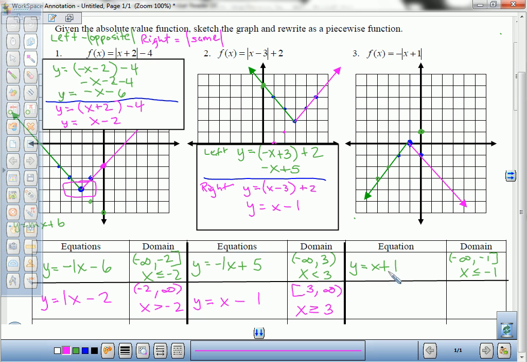Okay, and the right side. The right side is down 1 over 1, down 1 over 1. So the right side has a negative x, and it crosses at negative 1. And that starts at negative 1 and goes to infinity for x values that are greater than negative 1.